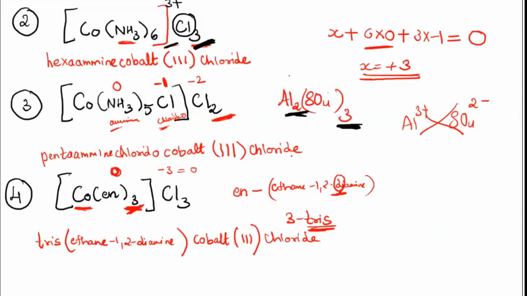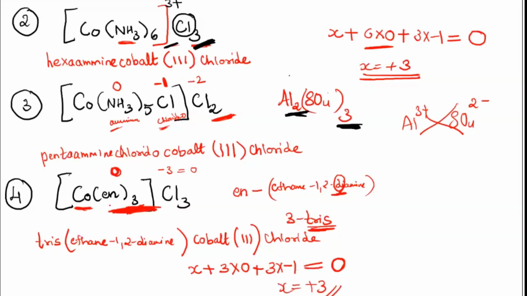How is it 3? See here, it's a neutral ligand, no? Ethane 1,2-diamine is a neutral ligand. See, cobalt is x plus 3 into 0 because it's neutral, plus we have 3 chloride here. So 3 into -1, and the whole charge will be 0 because it's a neutral salt. So x value will be how much? Plus 3, no? Correct? Understood?